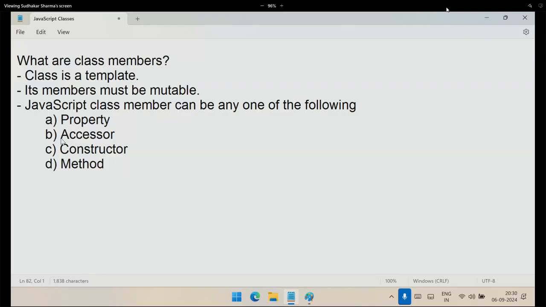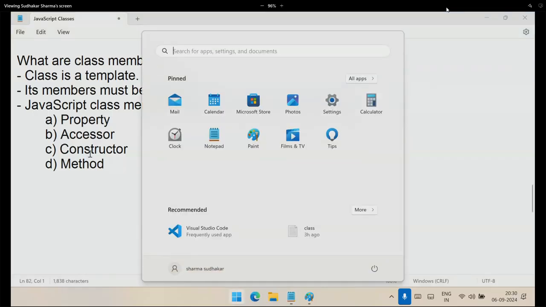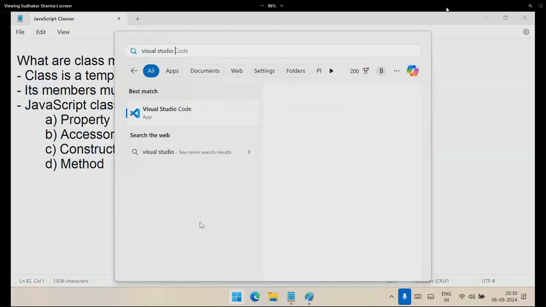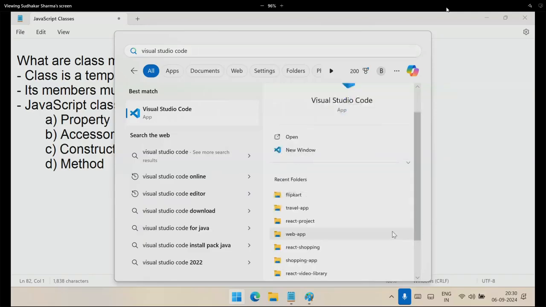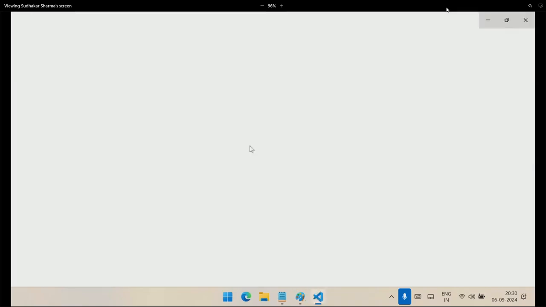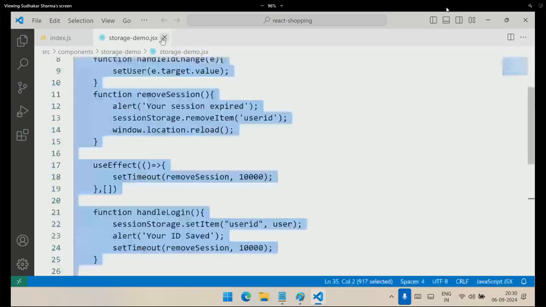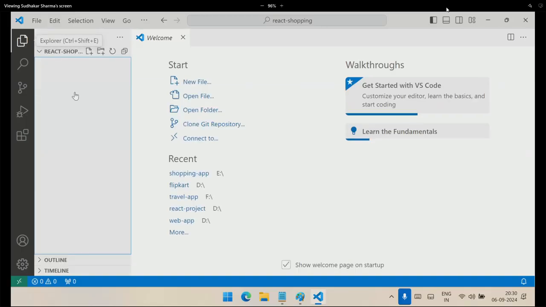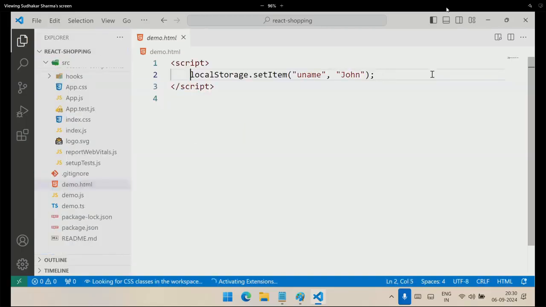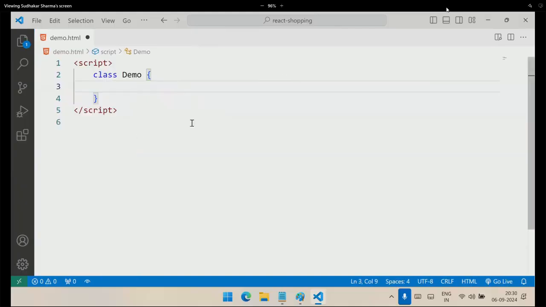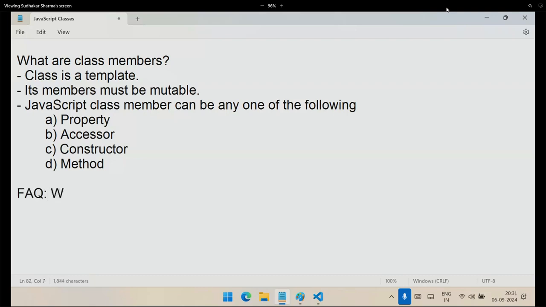Now the question here is, when we work with classes, these are the members of a class. Usually in an interview, the question is like, suppose this is a class we are defining, and demo is some class name. This is actually a class declaration. What can be a member of the class? Can we have a variable as a class member? The answer is no. You cannot have a variable as a class member.